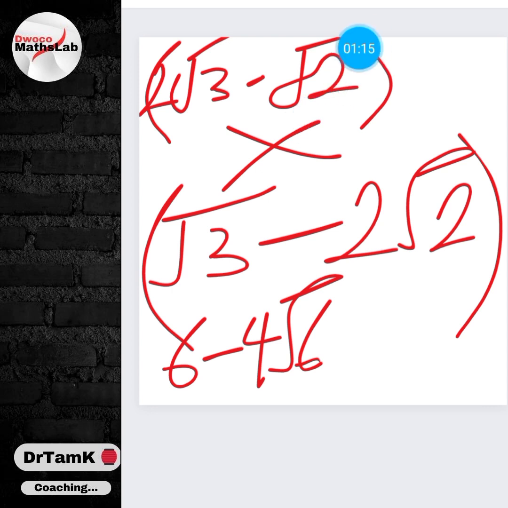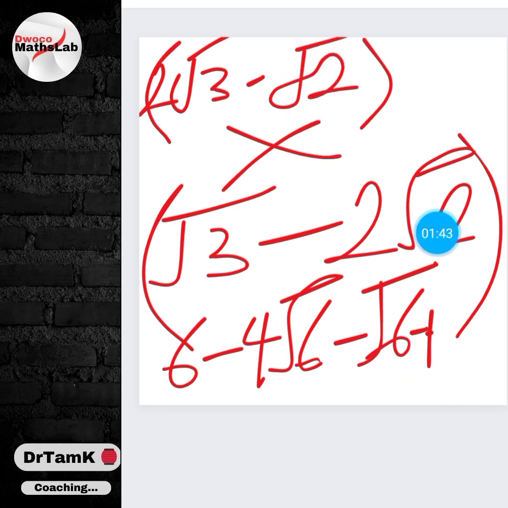Now root 2 times root 3 in negative form is going to give us minus root 6. Sorry about that. Root 2 times root 3 will give us root 6. Are you following? Then finally, root 2 times 2 root 2, negative. Minus and minus is plus. So first get the plus sign. And then root 2 times root 2 gives us root 4. Square root of 4 is 2, and that's going to give us 2 times 2, which is 4 here. So I'm going to get 6 minus 4 root 6 minus root 6 plus 4.